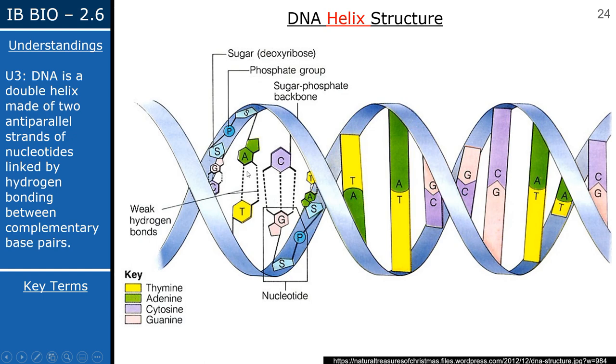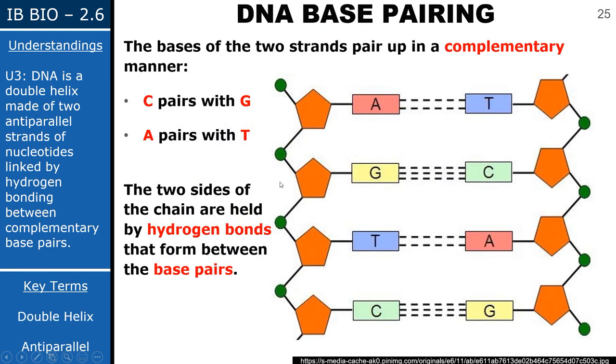And what you might have noticed is that only certain pairs are forming. So there are some rules about DNA base pairing. A will always pair with T. You can think of it as apples in the trees. And G will always pair with C. You can think of that as cars in the garage. So apples in the trees and cars in the garage.